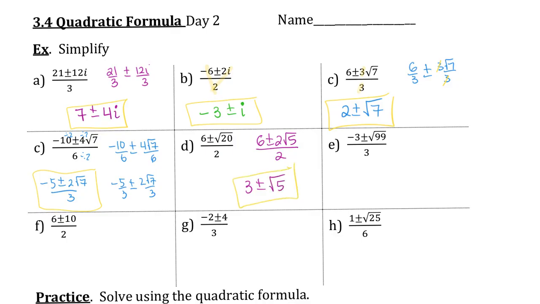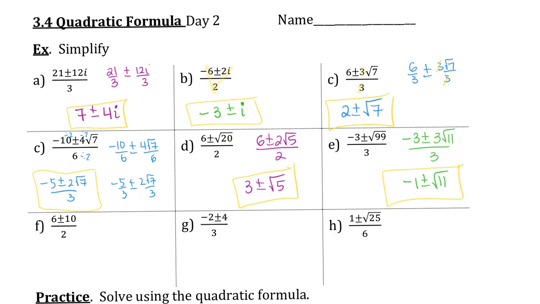Let's do another one like that. This divides. This does not because this is irrational. So let's try to simplify it first. 99 is 9 times 11. So that's 3 square root 11 over 3. Negative 3 divided by 3 is negative 1. 3 root 11 divided by 3 is either root 11 or 1 root 11. And you do need to show this step to get to this step.